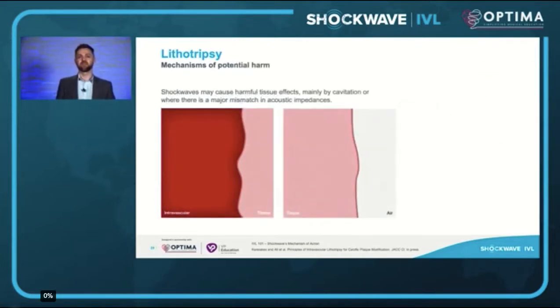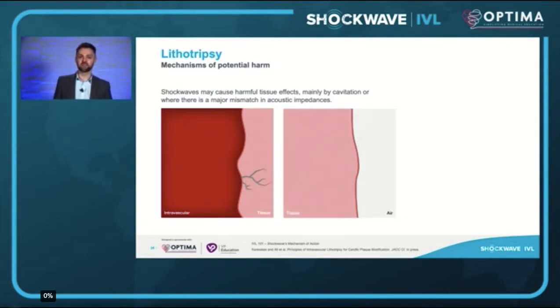Okay, so there are beneficial effects that shock waves have in terms of disrupting stones or fragments, but also shock waves can have harmful tissue effects. And these are mainly caused by cavitation or where there's a major mismatch in acoustic impedances. So, as we just talked about, shock waves can induce cavity formation in any fluid-filled compartment, which includes blood vessels. And microjetting can occur, causing the potential for damage to the blood vessel or any other organ that contains fluid.